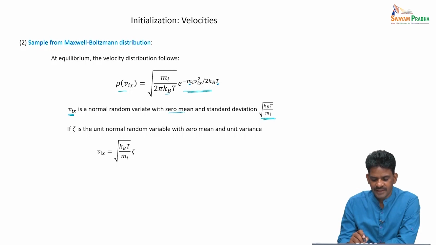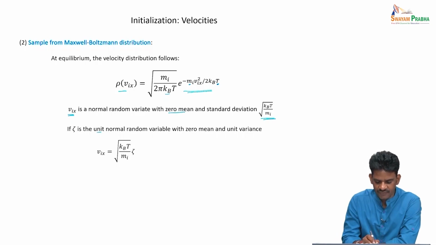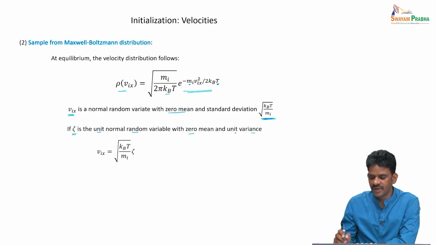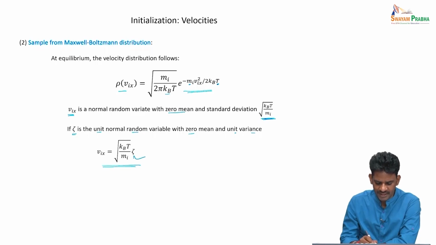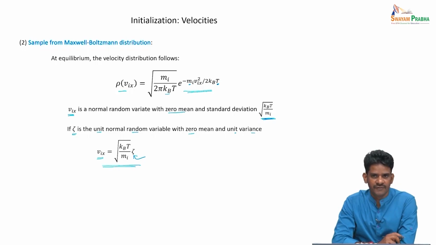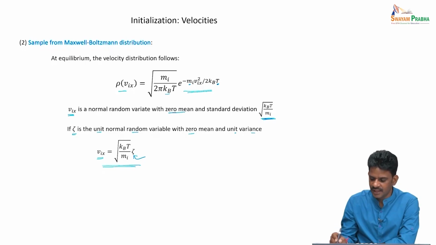The way you can apply this method is, first you draw a unit random variable with 0 mean and unit variance, and let us call that chi. Since we want the velocity to have a standard deviation of square root of kBT by mi, we then scale it. So, this is a unit random normal variate, and we multiply it by this standard deviation factor of square root of kBT by mi, and the product of these two numbers will be the random velocity vix, which will have a 0 mean and that standard deviation.